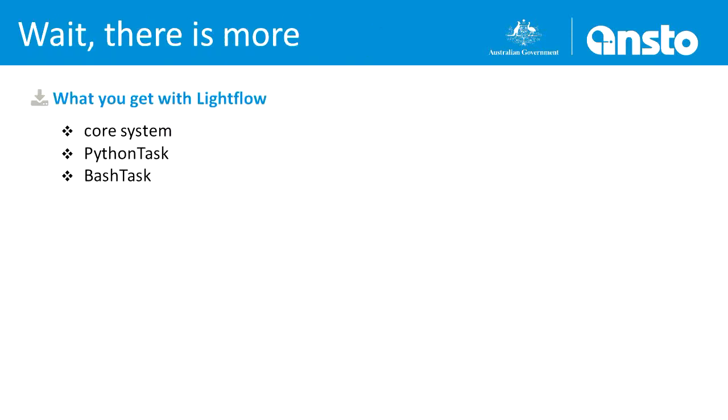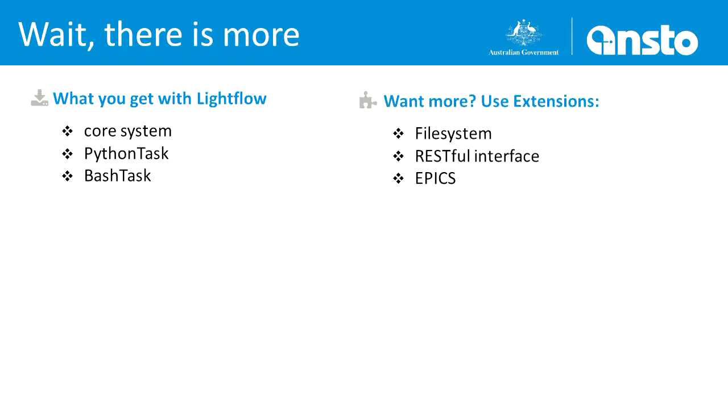OK, so if you download Lightflow, what do you get? You get the core system. You get the Python task that I have been talking about. And you get a bash task that just runs random bash calls that you would like to do. Everything else, we push into extensions. So we keep the core system really lightweight.